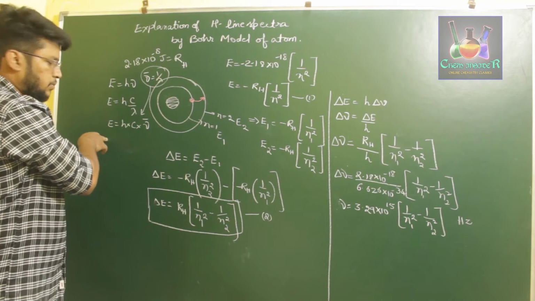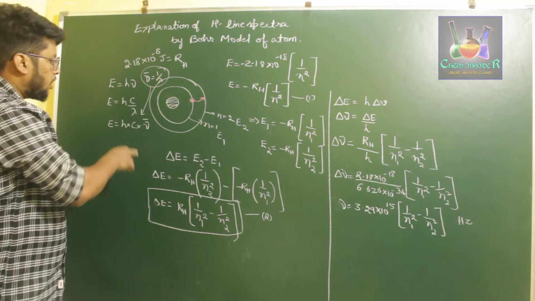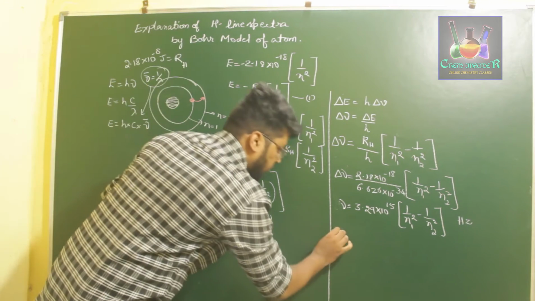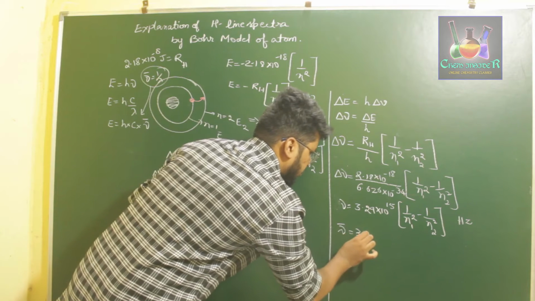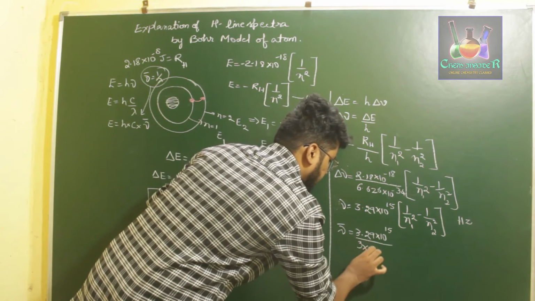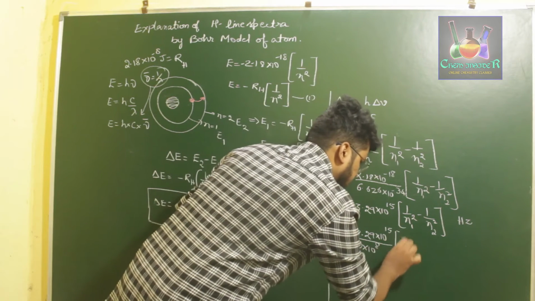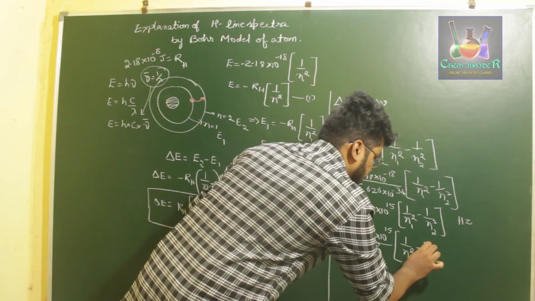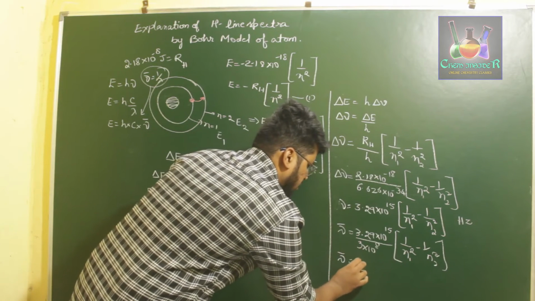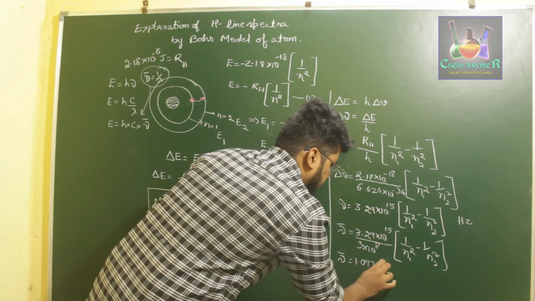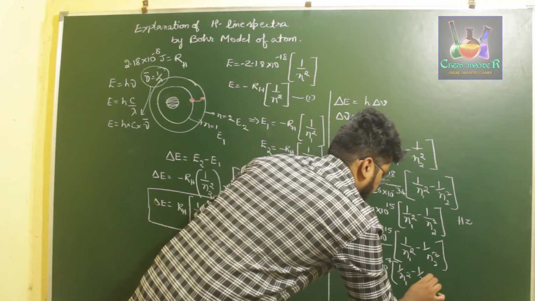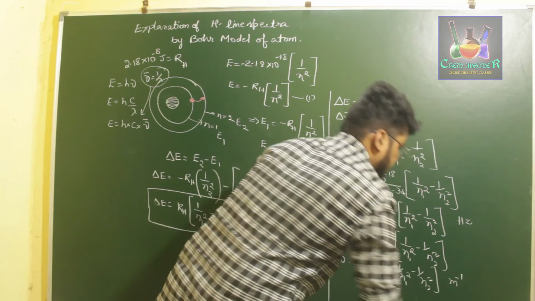Since we have already sent h to the denominator of E, now I'm going to send c to the denominator in order to get our nu bar. So nu bar is equal to 3.29 into 10 power 15 divided by 3 into 10 power 8 meters per second into 1 by n1 square minus 1 by n2 square. Therefore nu bar is equal to 1.097 into 10 power 7 into 1 by n1 square minus 1 by n2 square. This is in terms of per meter.